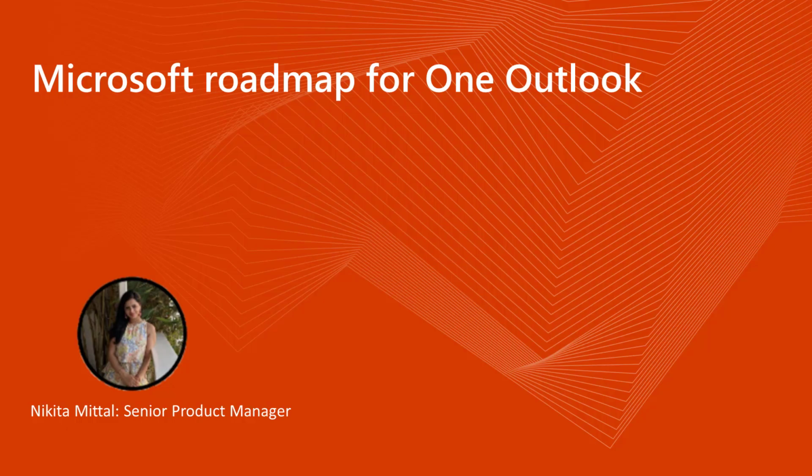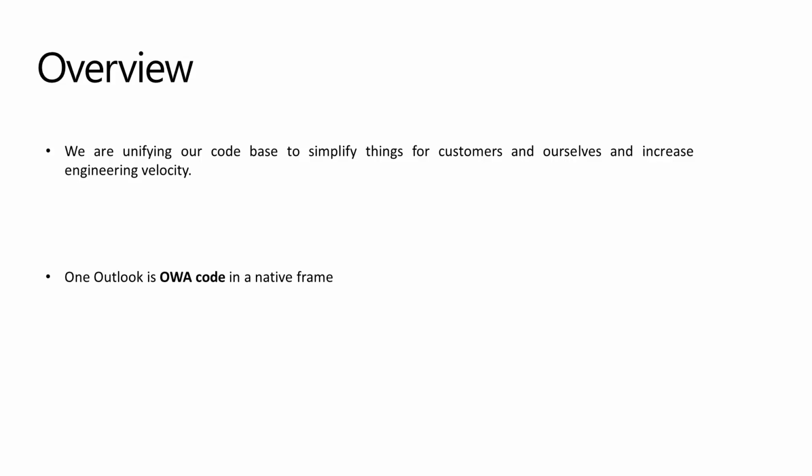Hi folks, thank you so much for joining. I'll be taking this opportunity to talk about One Outlook. One Outlook is an initiative where we are unifying our code base to simplify things for customers and ourselves and increase engineering velocity. It is essentially going to be OVA code in a native frame. We see this as an opportunity to deliver a consistent experience across platform to our customers, and then B, accelerate design and engineering velocity with the agility of OVA.